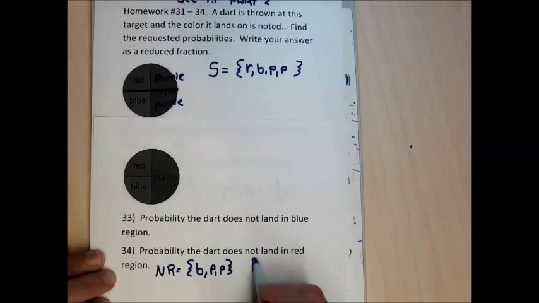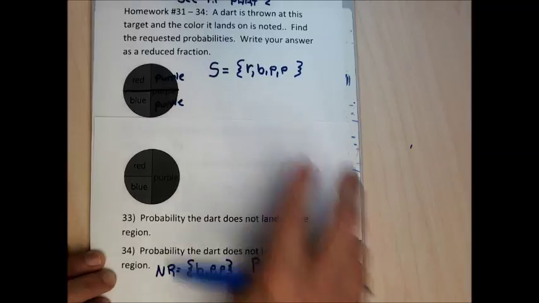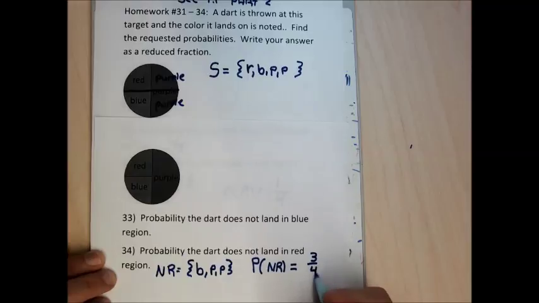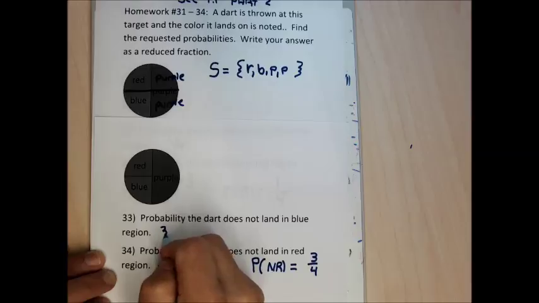The probability that the dart lands in the not red section is the number of elements in that set, which is 3, divided by the number of elements in the sample space, which is 4. My answer is going to be 3 in 4. I believe your answer is also going to be 3 in 4 if I did it right on my key, and I have 3 in 4 written down.